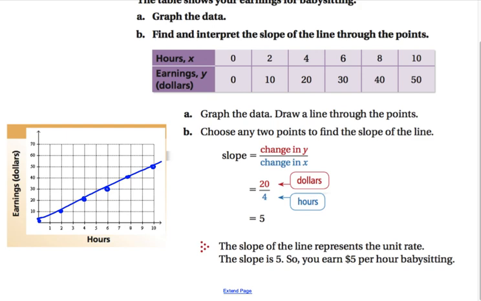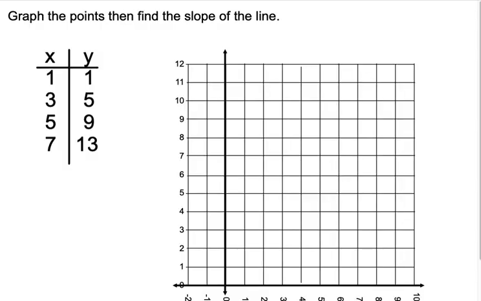Any 2 points, all right. If I go here for 2 more hours, I make $10 more. So $10 more for 2 more hours leads to a slope of 5. So the slope is 5. Interestingly enough, the unit rate is also $5 per hour. So the slope ends up being the same as the number that's in the unit rate. That's nice.